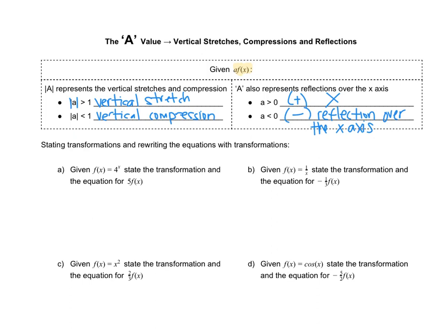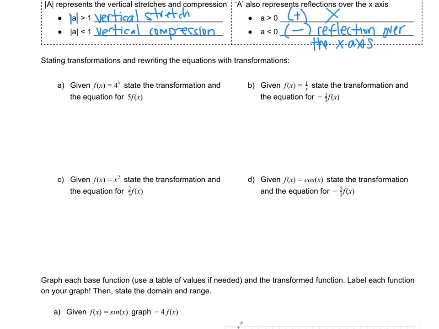All right, so now that we know what the a value represents and we've refreshed on that, let's try to apply that transformation to one of our base functions that we've looked at. So first we have f of x equals 4 to the x. That is an exponential function. And we are trying to apply 5 f of x. Notice the 5 is attached to your function by multiplication. That's what makes it a vertical stretch, compression, or reflection.